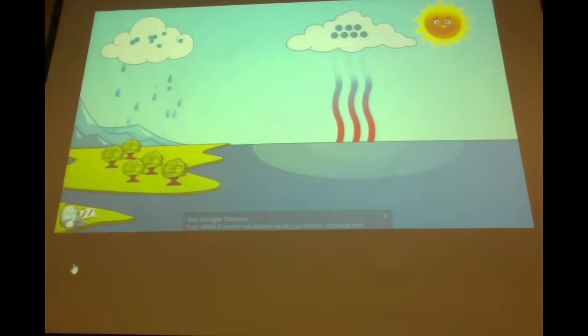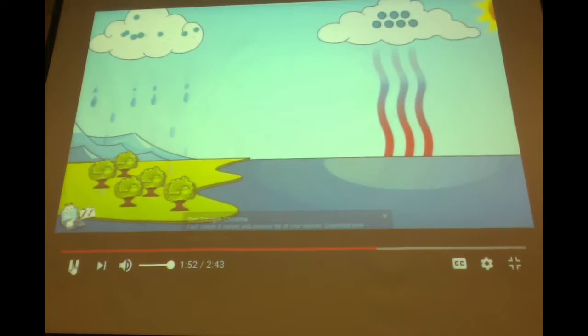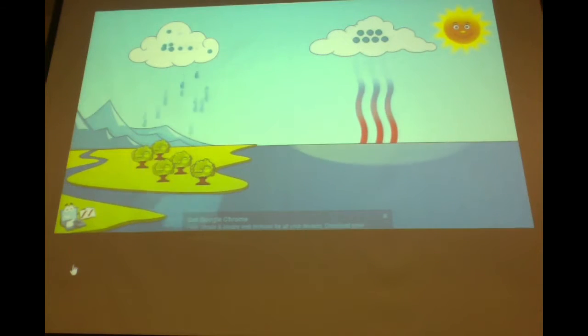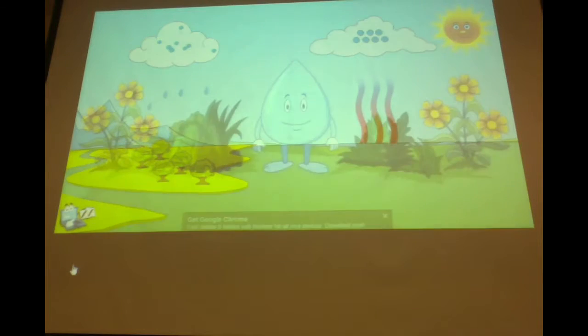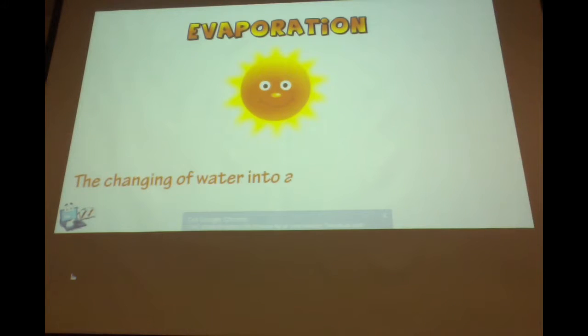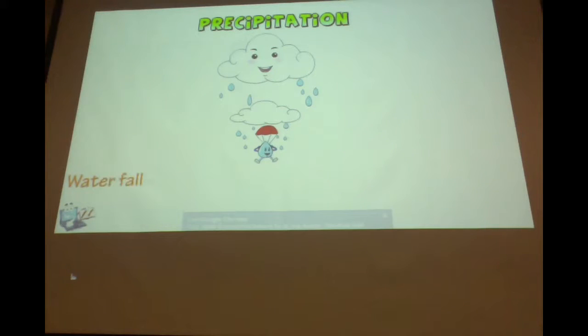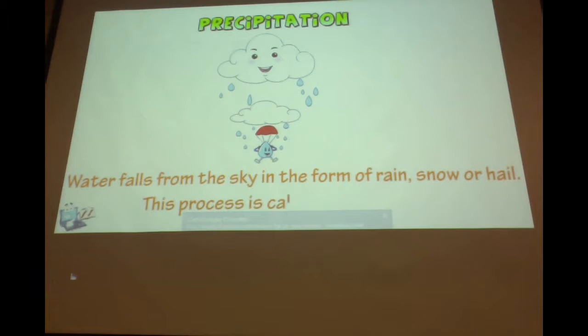This whole process is called a water cycle and keeps the water moving from the ground to the sky, fulfilling the water needs of the plants, animals, and people to survive. So, now you know how raindrops form and fall. Let's summarize the steps of the water cycle. Evaporation. The changing of water into a gas is called evaporation. Condensation. The changing of water vapor into water droplets is called condensation. Precipitation. Water falls from the sky in the form of rain, snow, or hail. This process is called precipitation.